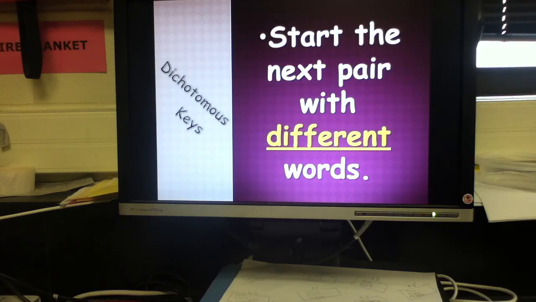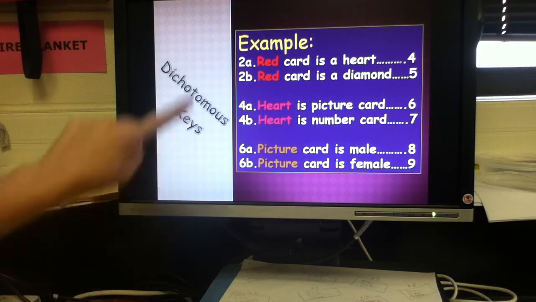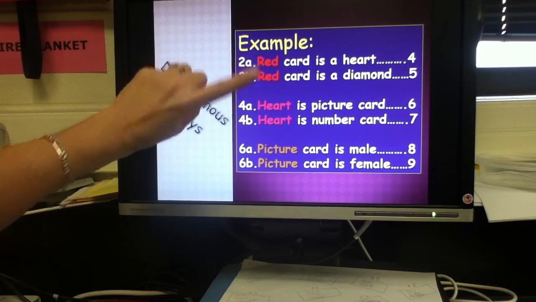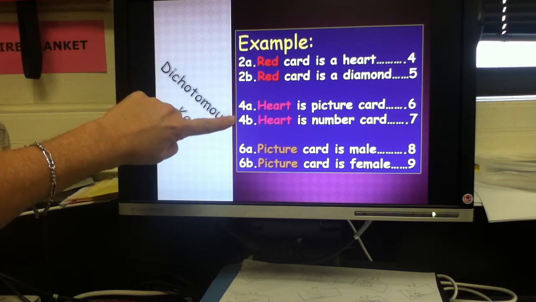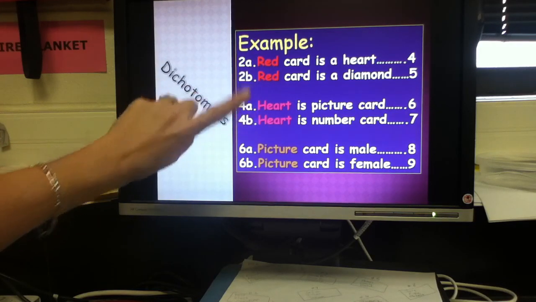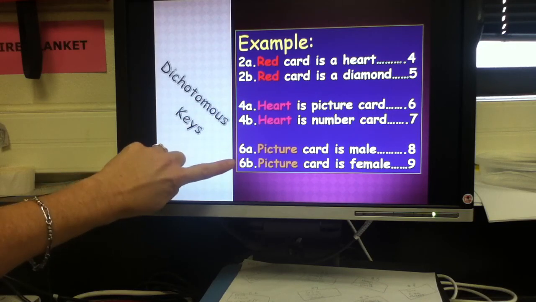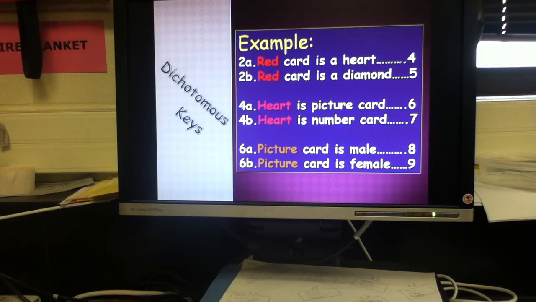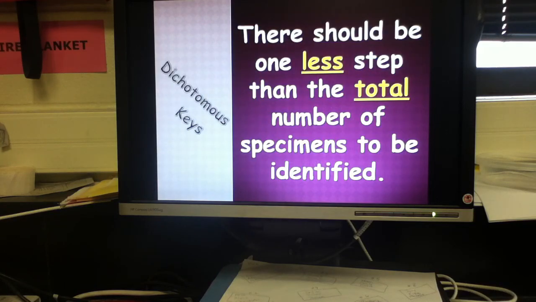Start the next pair with different words. Okay, so for statements 2A and 2B, the first word is red. For statements 4A and 4B, the first word is heart. And for statements 6A and 6B, the first word is picture. There should be one less step than the total number of specimens to be identified.